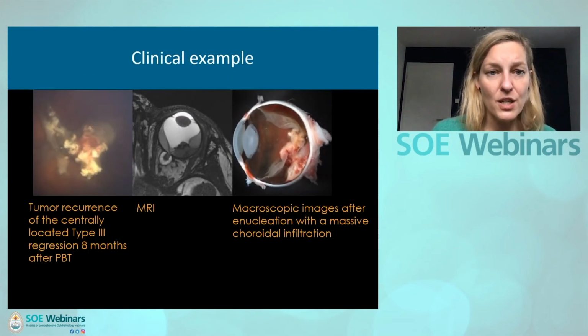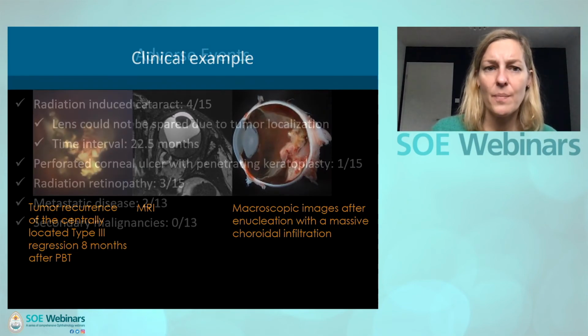Here's one of the patients we enucleated due to a recurrence. Here on the left, you see the tumor recurrence of the centrally located type 3 regression 8 months after PBT. And on the macro photo, you see the enucleated specimen with a massive choroidal infiltration.